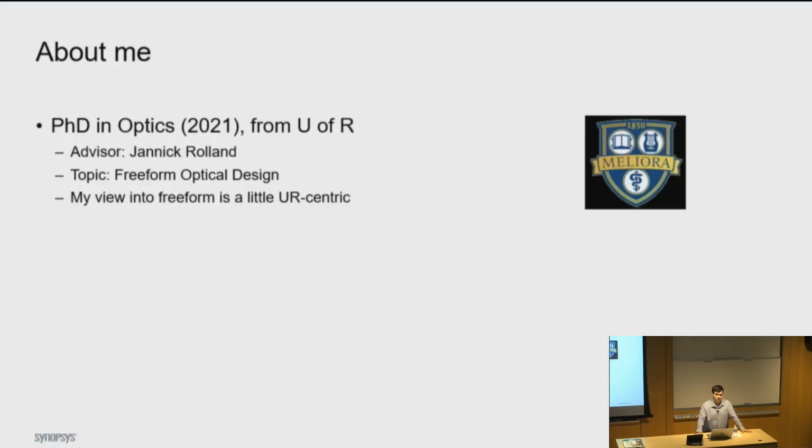I'll start off by just talking a bit about me. So as Professor Sasian mentioned, I finished my Ph.D. in optics in 2021 from the U of R. I worked with Professor Jannick Rolland on freeform optical design and things like mathematical surface descriptions. And hand in hand with that, my view into freeform is definitely a little bit U of R centric. So I've done my best to correct that bias, but if it looks like that's where the background I'm coming from, it definitely is. There's a lot of great work that's being done all over the place, and I wouldn't want to omit anything intentionally.